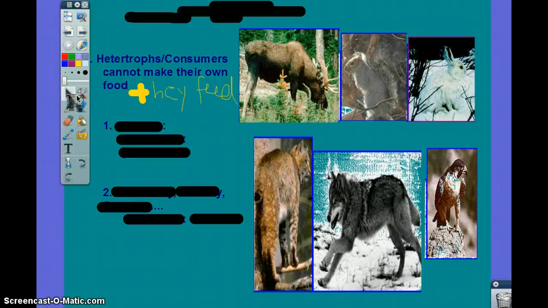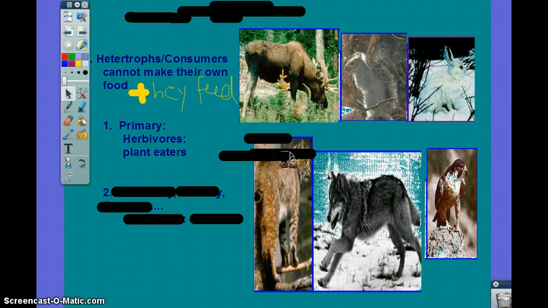So what do first level consumers eat? Plants. They eat plants. What are plant eaters called? Think of Jurassic Park. Herbivores. They're primary consumers and they're called herbivores. Make sure you write that word, primary consumer.